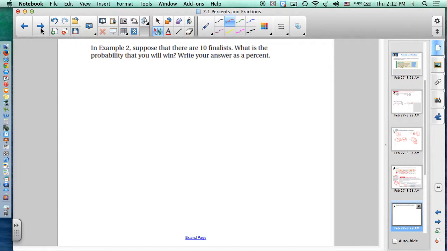Suppose now we take that same example, instead of there being 5 finalists, there are 10 finalists. What is the probability that you would win now? Write your answer as a percent. Press pause right now as you figure that out.